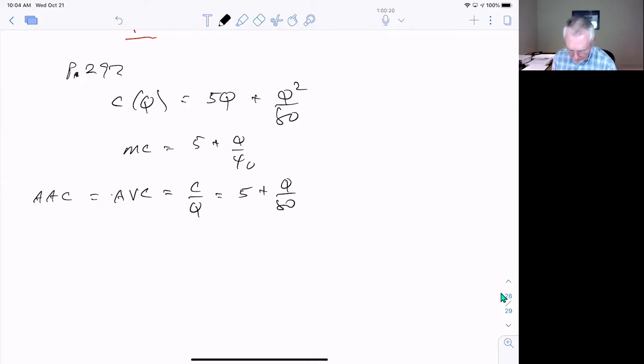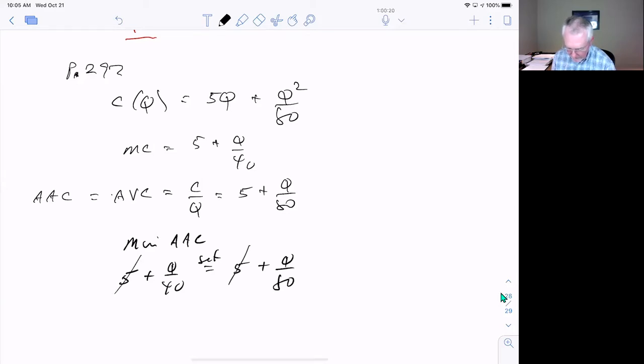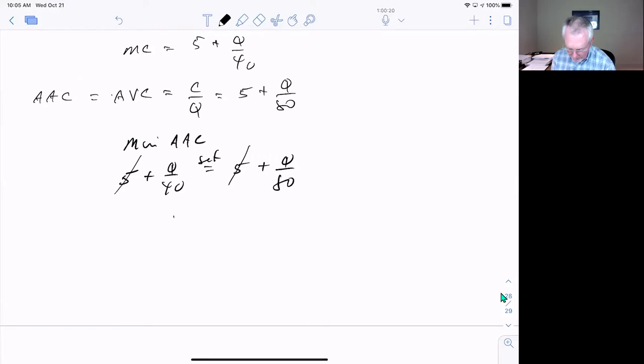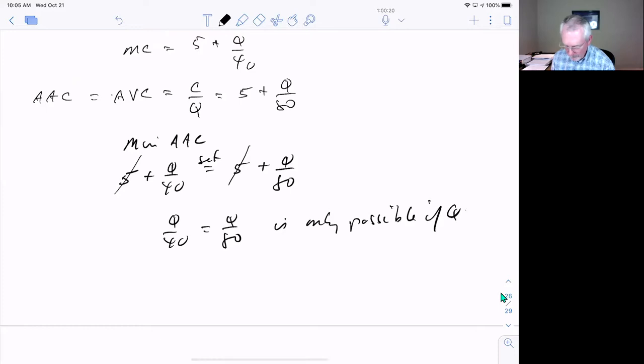So how do I find minimum average avoidable cost? Well, I set marginal cost, 5 plus Q over 40, equal to average avoidable cost, which is 5 plus Q over 80. And I'm going to solve for Q. So the 5s are going to cancel. I end up with Q over 40 is equal to Q over 80. That is only possible if Q equals 0.